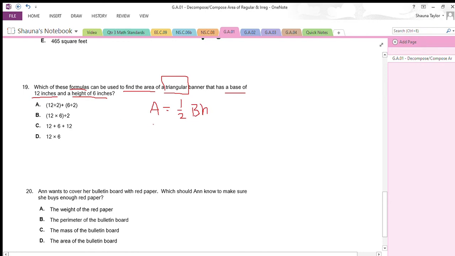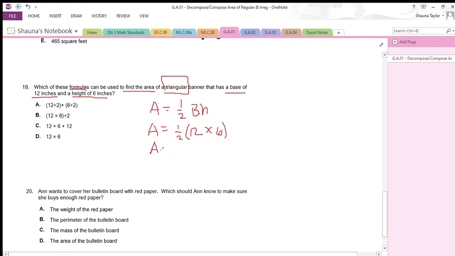And since they gave us the numbers in the problem, let's see, base of 12, so I'm going to have 1/2, 12, and my height is 6. Okay, now remember, you've got to cut one of these numbers in half, all right? Because that's what half means here. So let's cut the 12 in half, and then we'll take off this half sign.